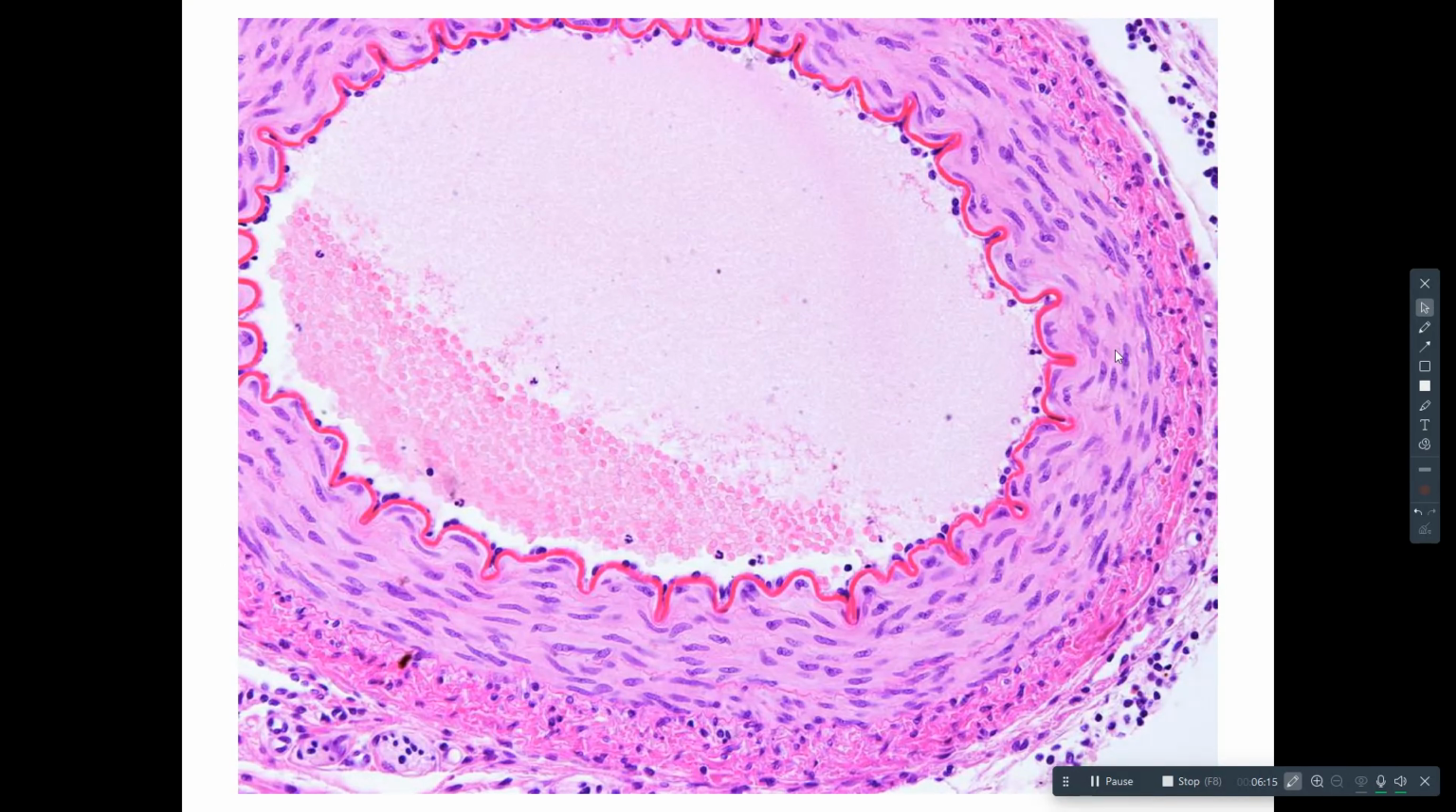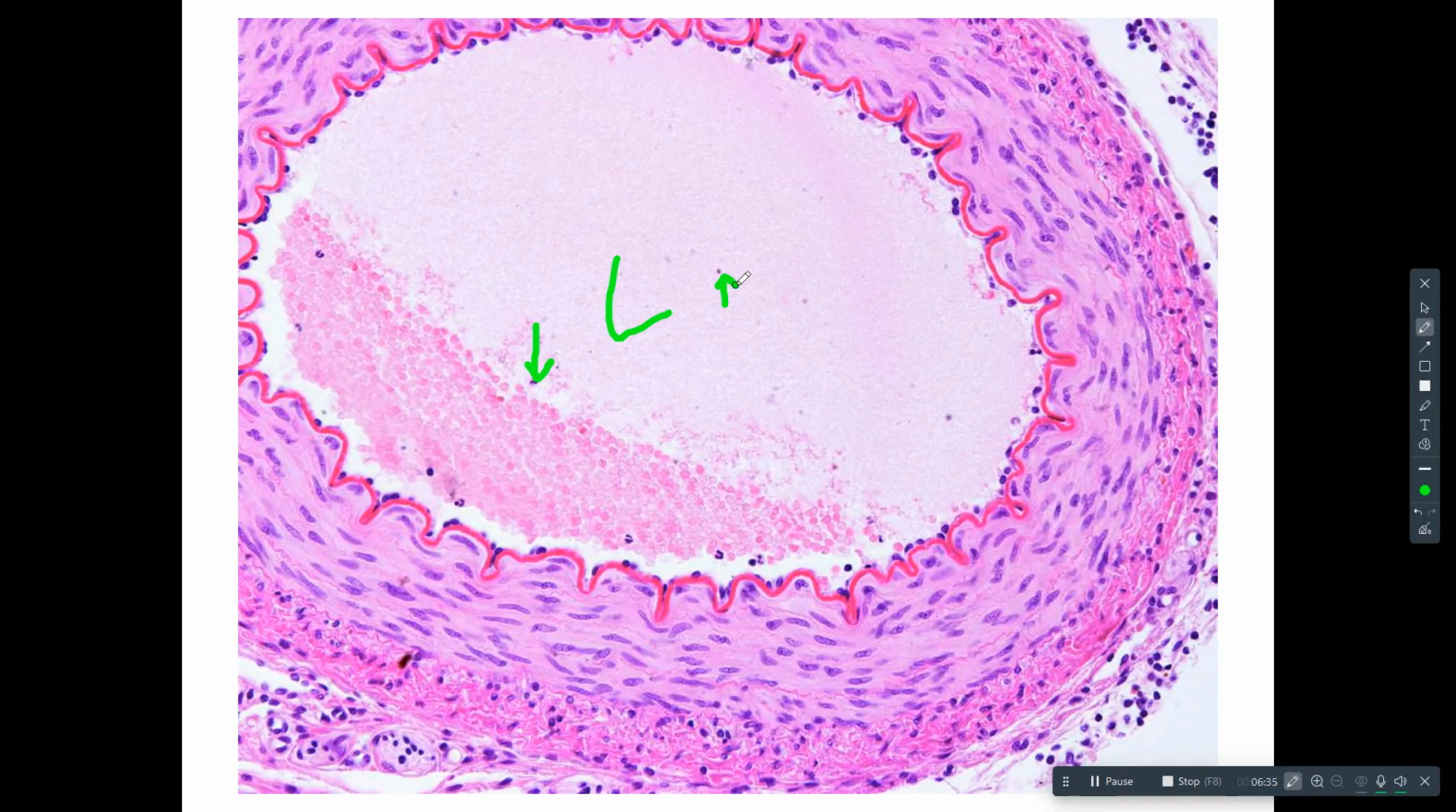Here I have a beautiful picture of an artery. This is a gorgeous picture right here. I'm sure you're equally enamored by it like I am. Got a nice lumen here. Look at those blood cells, red blood cells. I see what looks like a neutrophil right there.